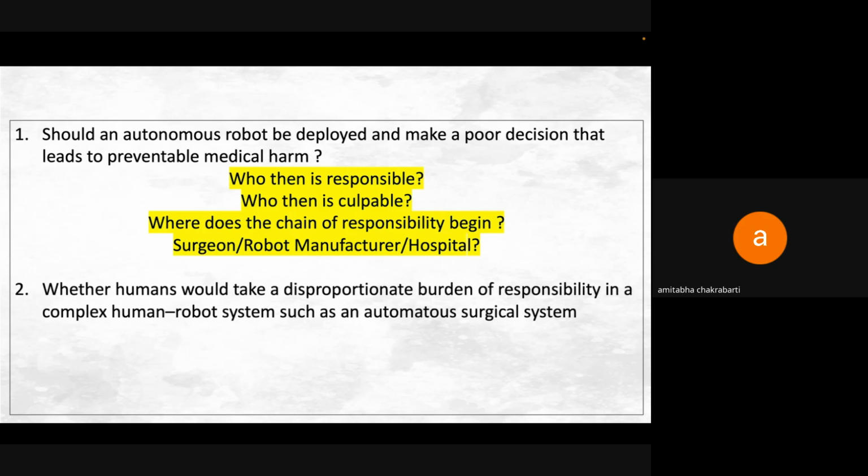And whether the human should take a disproportionate burden of responsibility, because it has been studied in several research studies that there is a tendency to give the responsibility more to the surgeon or the operator, even in an automated surgical system. This is known as moral crumple zone or cognitive bias. This is happening, so this has to be sorted out.